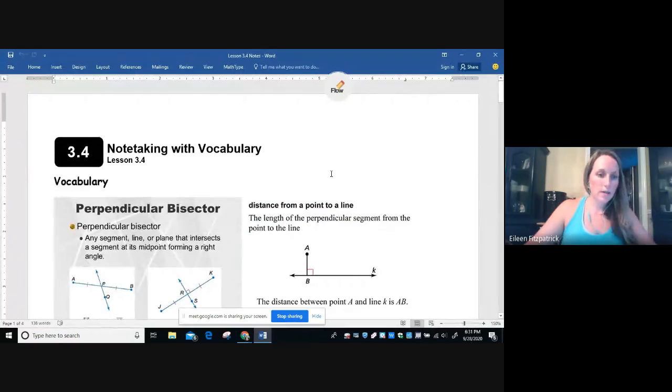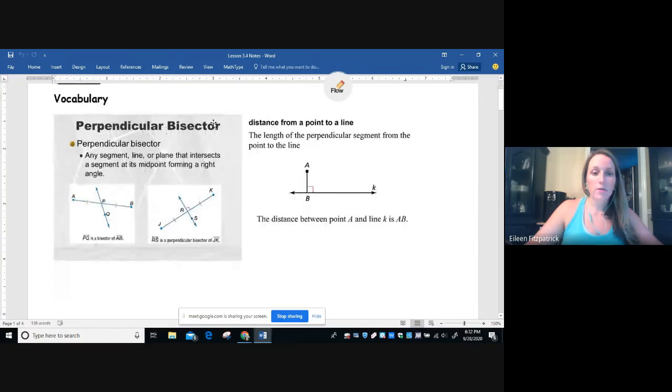Okay, so in this lesson, we're going to be talking about perpendicular bisectors and a few theorems that have to do with perpendiculars. All right, so we'll get started with the vocabulary. We've already talked about a bisector. We talked about a segment bisector and an angle bisector. So we know the term bisect means cut in half, okay? Perpendicular, we know what that term means. We learned that earlier in this chapter as well.